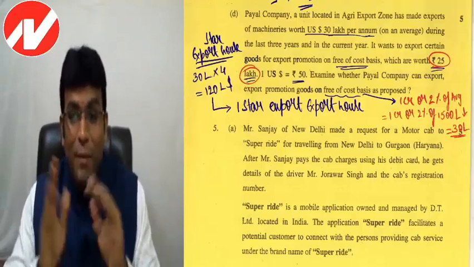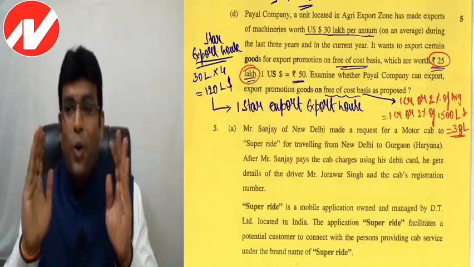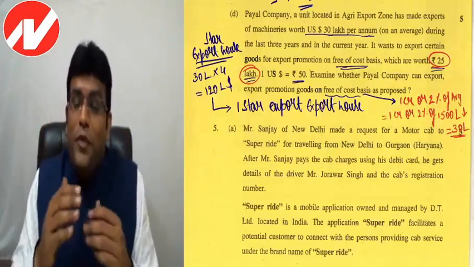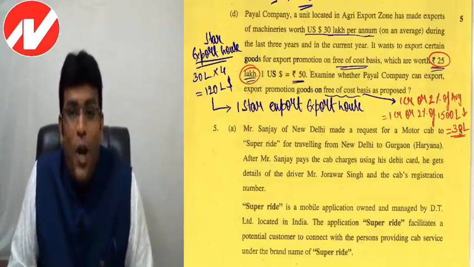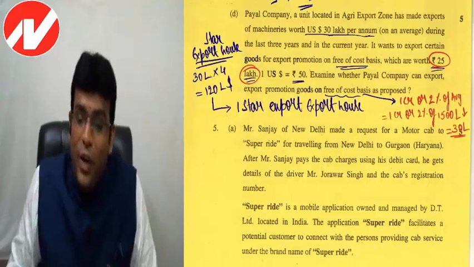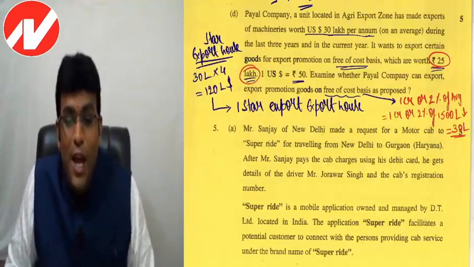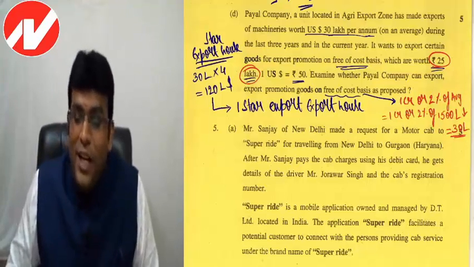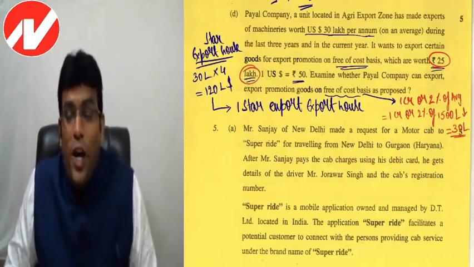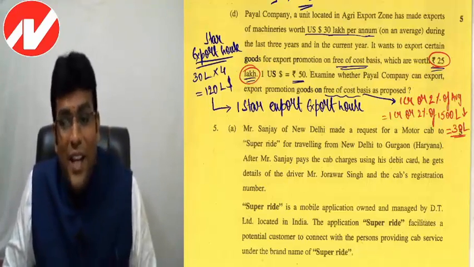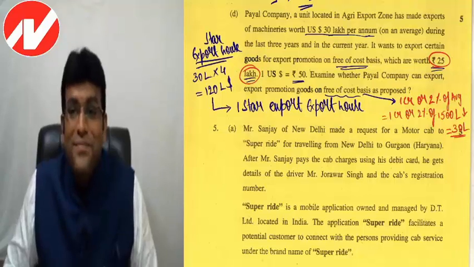My dear friends, let me repeat one more time. In the question they told it wants to export certain goods for export promotion on free of cost basis. And as per law, we call it star export house. When it is $120 lakh, we'll call it 1-star export house. And if it is export house, then definitely they'll give a benefit of 1 crore or 2% of average. And what is the average, my dear friends? Average is 30 lakhs per annum.